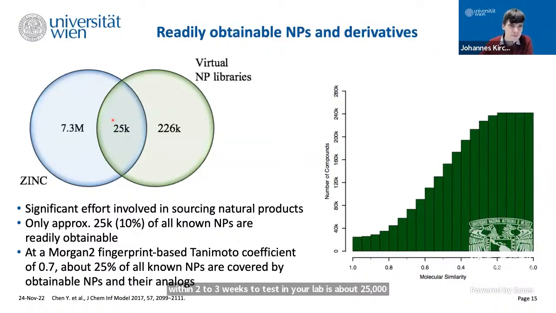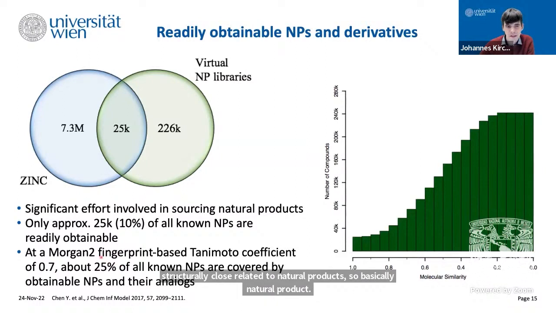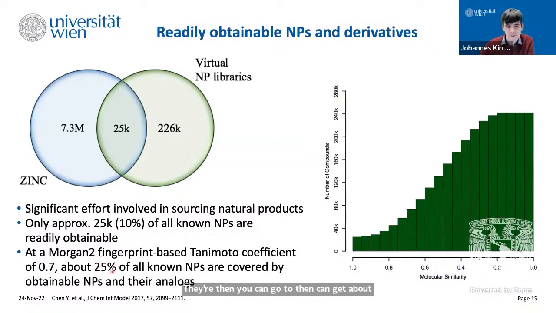So this corresponds to approximately 10%, which is actually not much. But the good thing is, this is only when you consider the exact matches. So these are exact matches of molecular structures. But if you say, I'm fine with compounds that are structurally closely related to natural products, so basically natural product derivatives, then you can get about 25% of the known natural products covered. So 1 out of 4 compounds you can readily purchase, something like this.